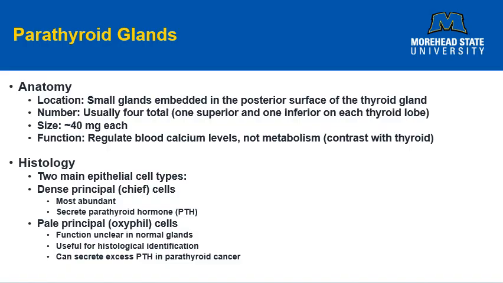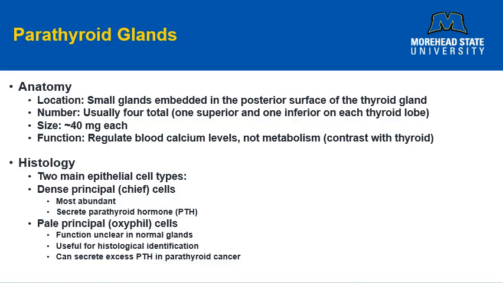So, where we stopped last time was parathyroid glands. This is probably the second one you hear most about when you hear of the endocrine system. Again, they're all really small. These are small glands embedded in the posterior surface of the thyroid gland, hence the name parathyroid. There's usually four total, one superior and one inferior on each thyroid lobe, about 40 milligrams in size each. Its main function is to regulate blood calcium levels.